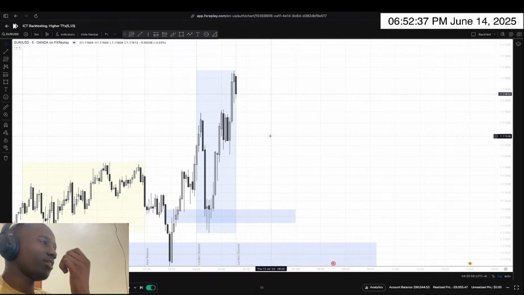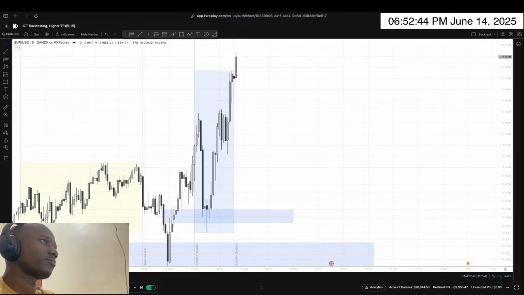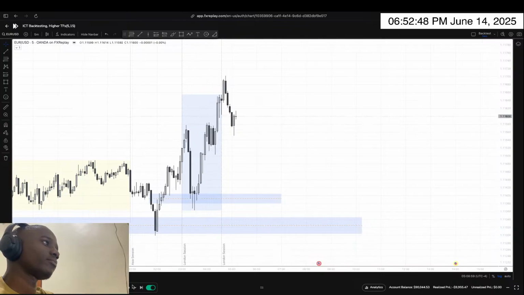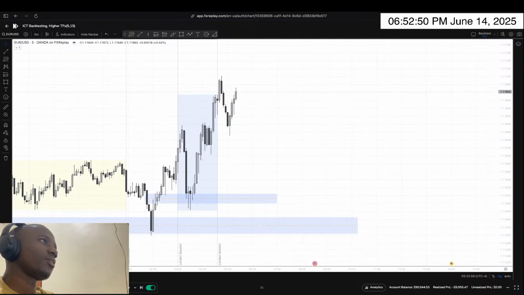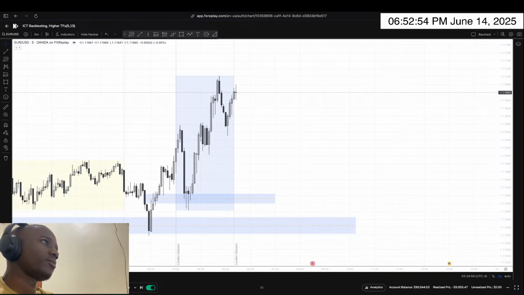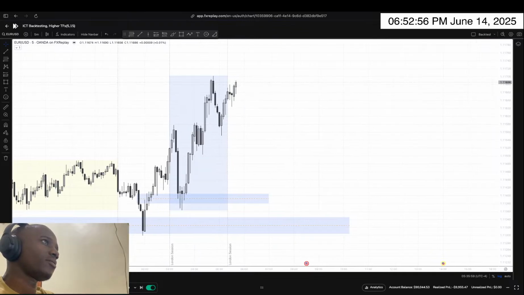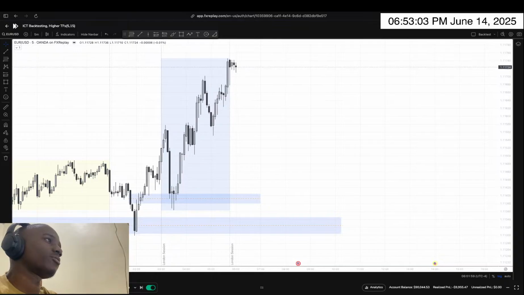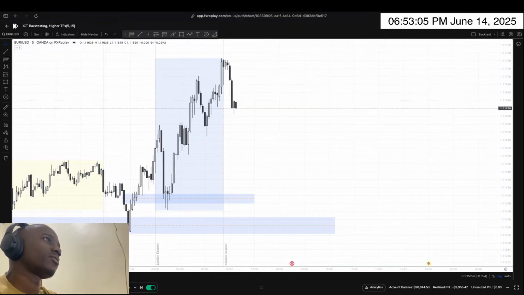So by the looks of it, London is really playing out well so far. So what are we seeing here? Retracement to another block and a fair value gap. Okay, and London hasn't closed yet. Waiting for London to close. All right. What do we see here?